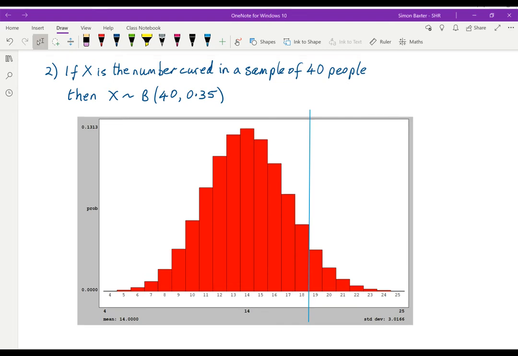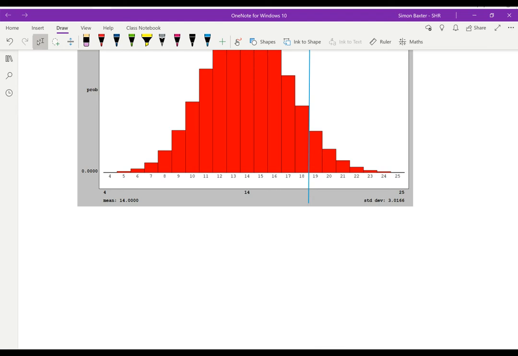If I take the area greater than or equal to 19, I'm looking at the probability that X is greater than or equal to 19. Using my probability tables, 1 minus P(X less than or equal to 18), and that is equal to 1 minus 0.9301, and that is 0.0699. Now that's bigger than 5%.